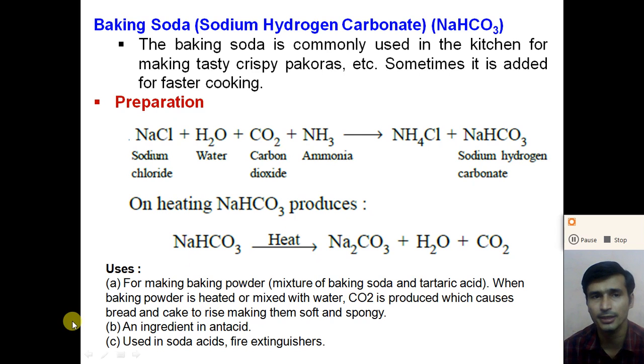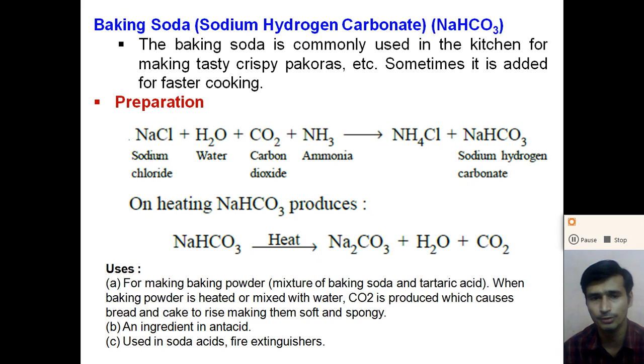The second use of baking soda is as an ingredient in antacids. When acidity is produced in our body, we take an antacid like Eno, and in this Eno, baking soda is used as an ingredient. It is also used in soda-acid fire extinguishers for fire safety, where the gas is released. This soda is baking soda.